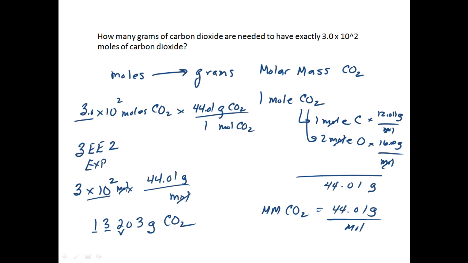Since 2 is less than 5, my final answer would be something like 13,000 grams. Now, I wouldn't leave it in that form. I think the zeros are ambiguous as to whether they're significant or not. So your best answer would be 1.3 times 10 to the 4th grams of, and always say what it's of, carbon dioxide. All right? So 1.3 times 10 to the 4th grams.